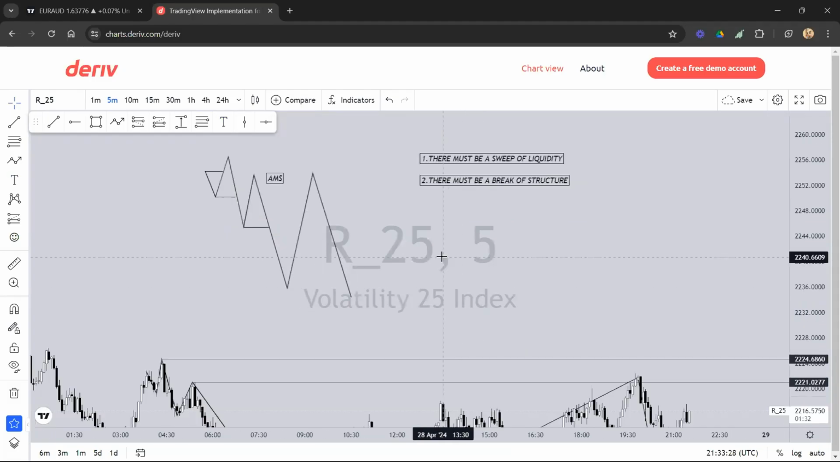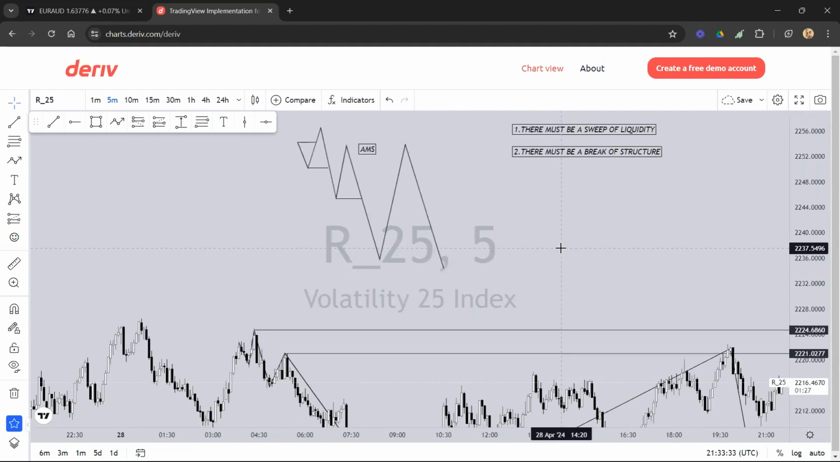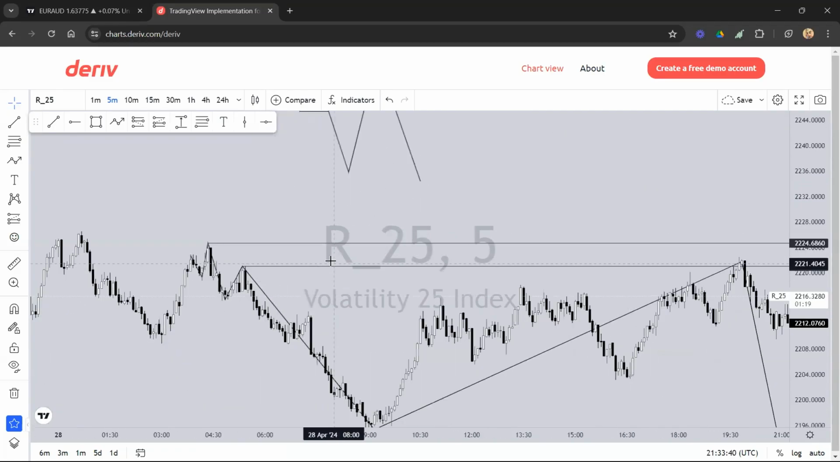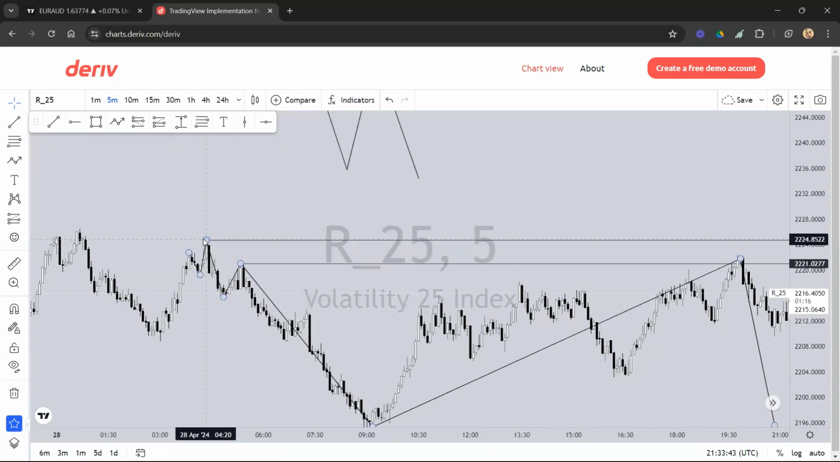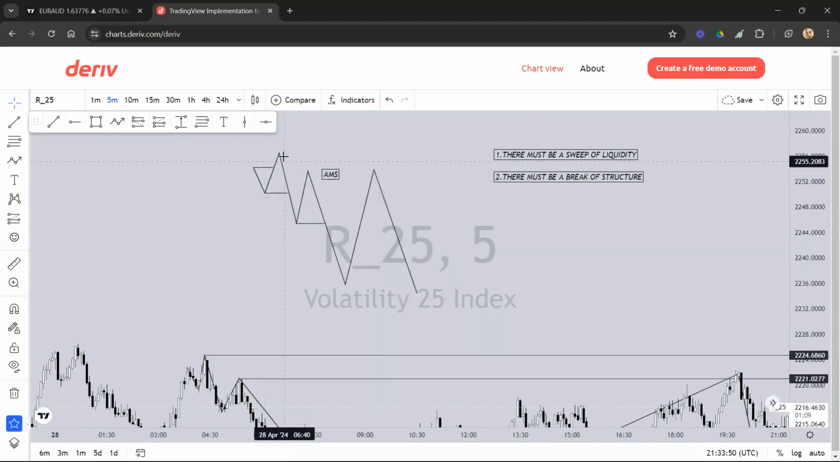Okay. So now remember number one rule. There must be a sweep of liquidity. That means market must come back to take a previous high. Look at this example here. Market must come back to take out the previous high. Now, number two, there must be a break of structure. After market has taken out this high, it must come to break that low that gave birth to the high that took out this previous high. So market must break it. It is a must.